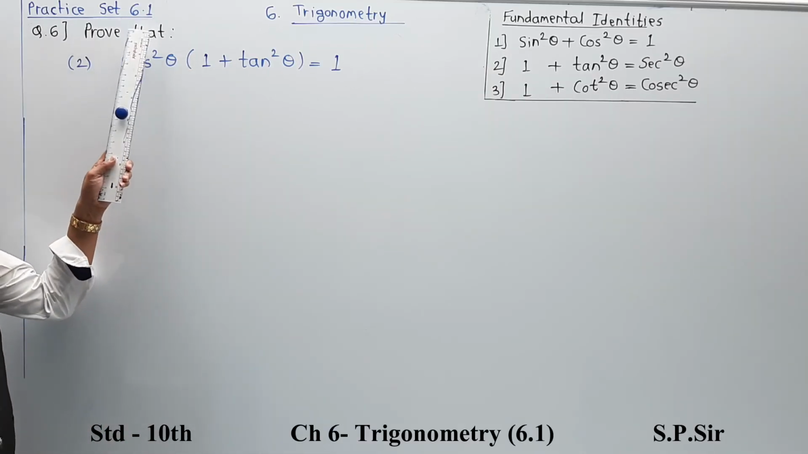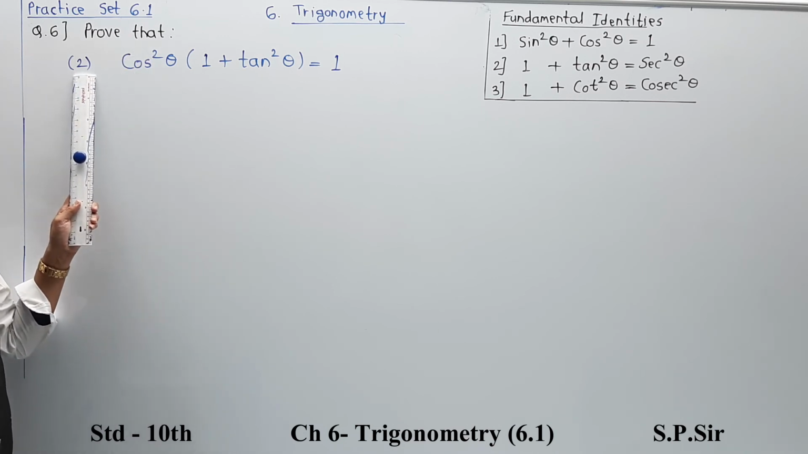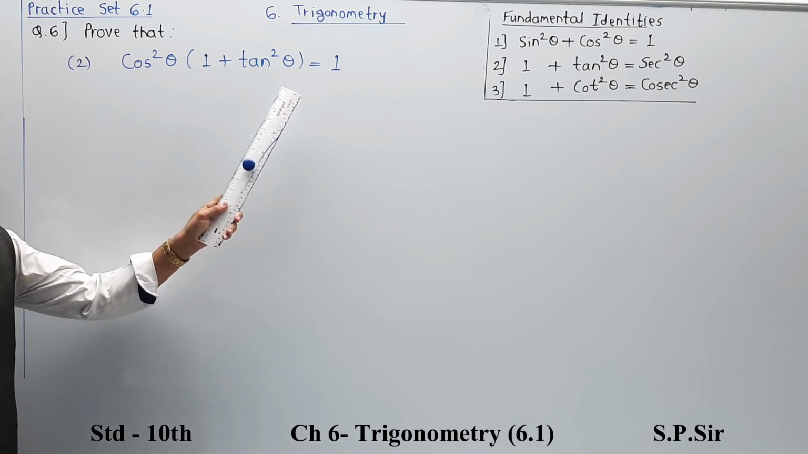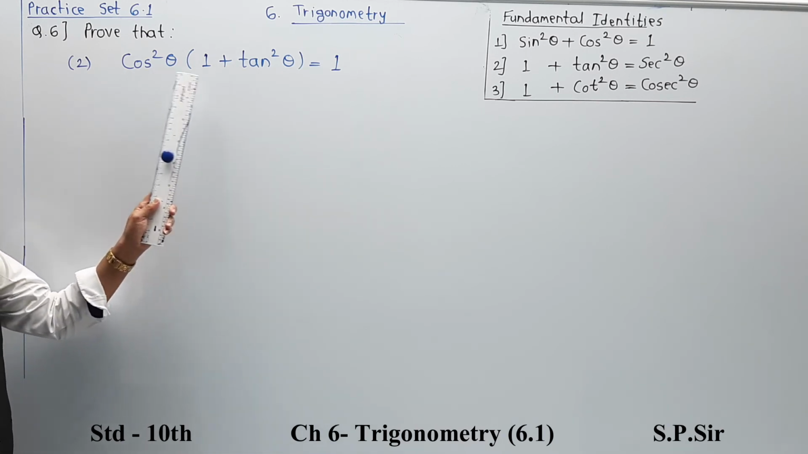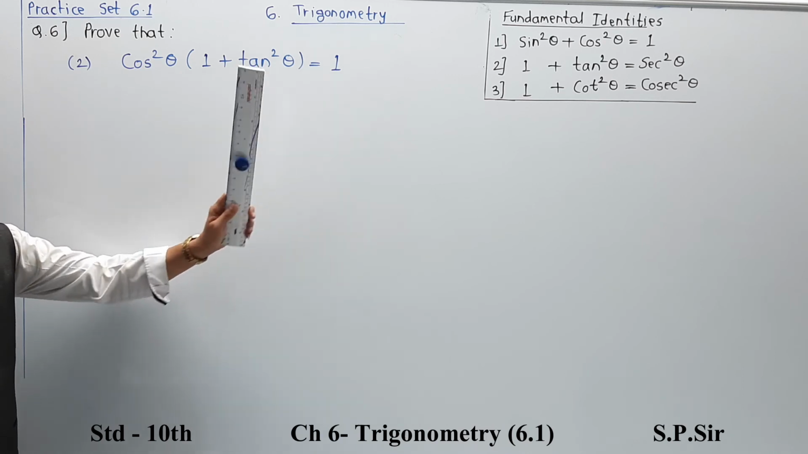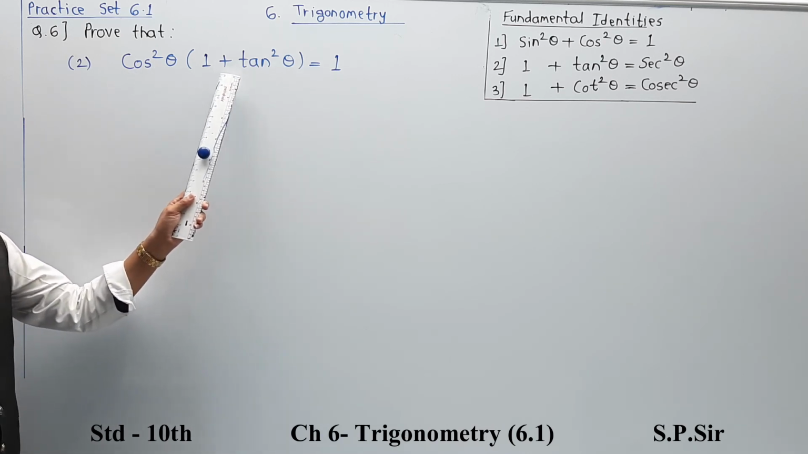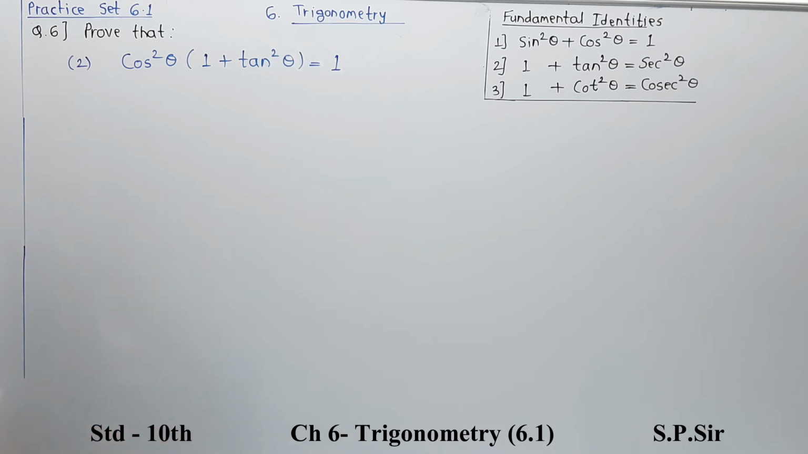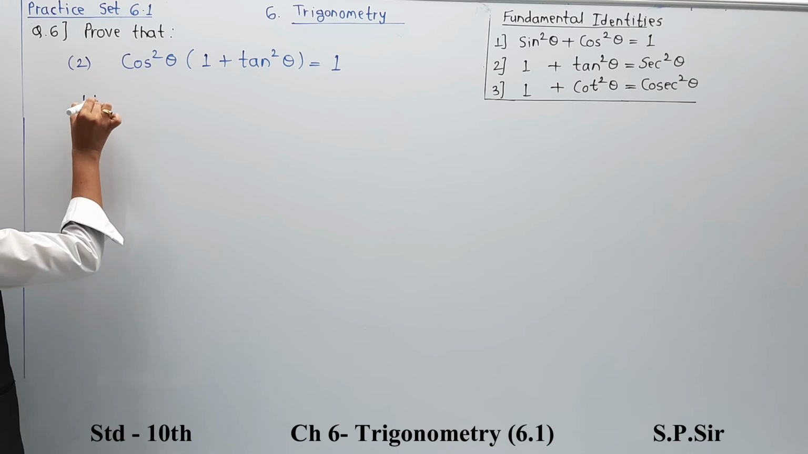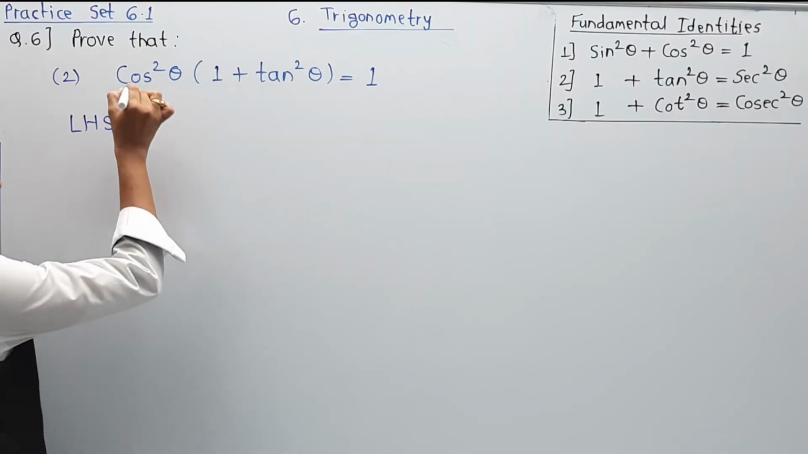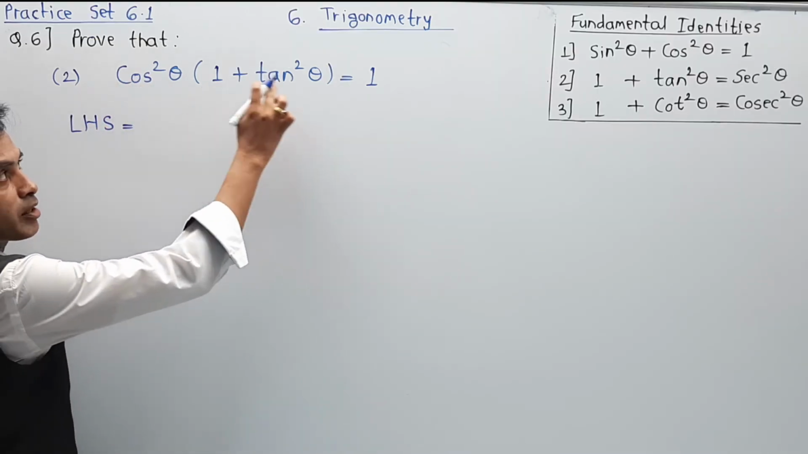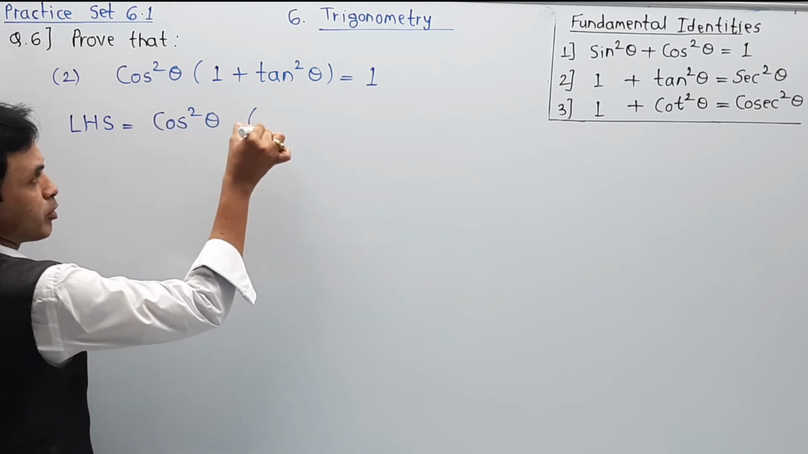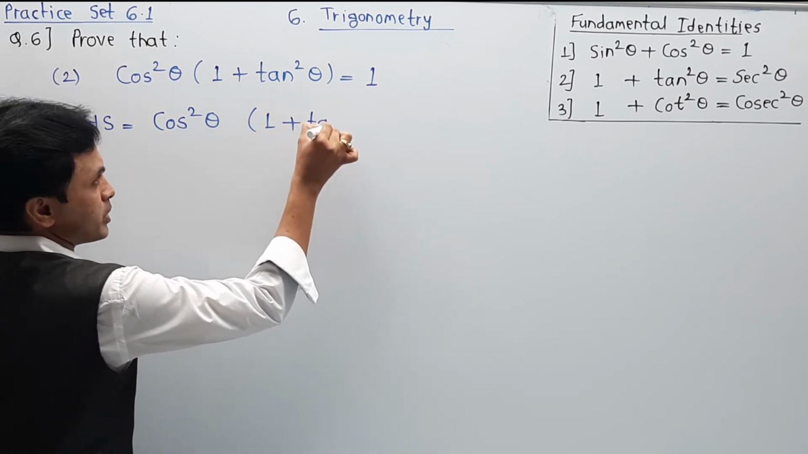Now we are in problem set 6.1, question number 6, and the second numerical is cos square theta into bracket 1 plus tan square theta is equal to 1. Cos square theta into bracket 1 plus tan square theta is your LHS, and we have to reach the answer 1. So writing in the form of LHS and RHS, the left hand side is cos square theta into bracket 1 plus tan square theta.